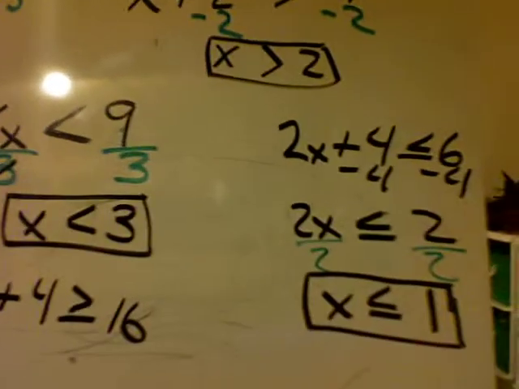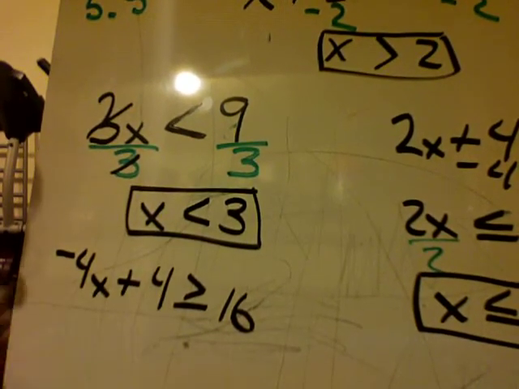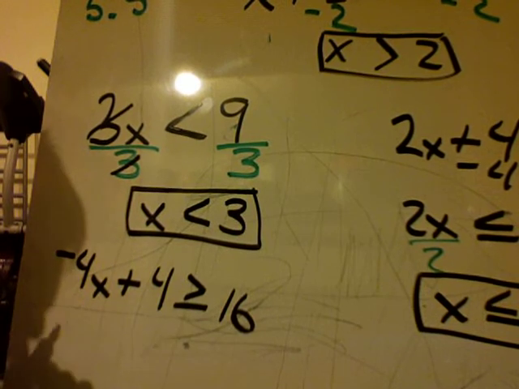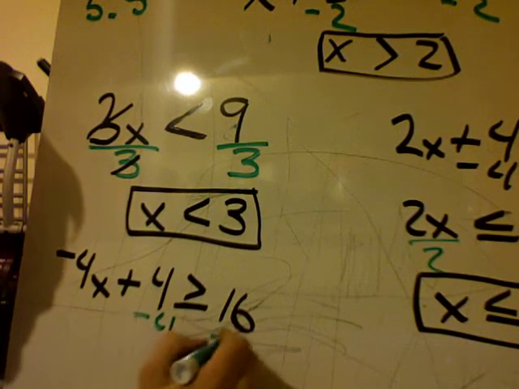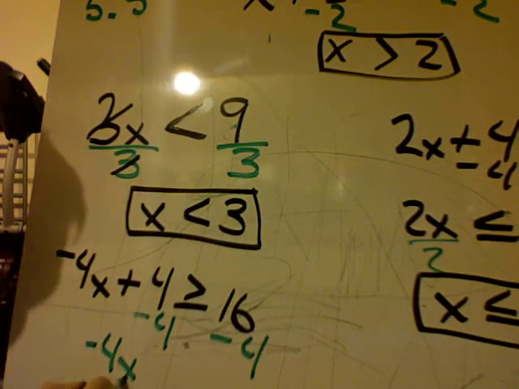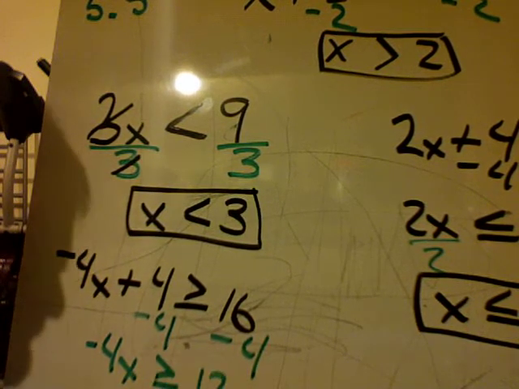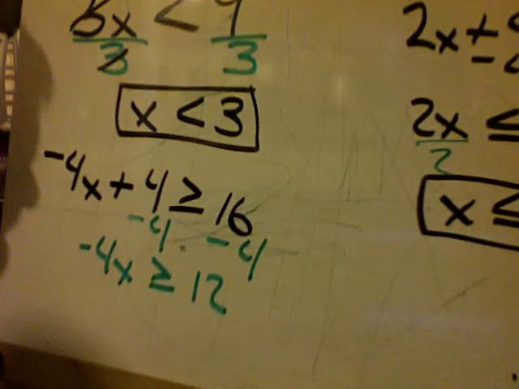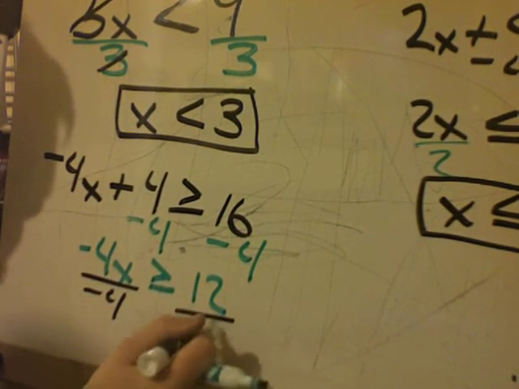Now here's one that's a little bit more complicated. It gets treated the same way. Now this is greater than or equal to. So in this case, subtract 4, just like the last problem. That leaves me with negative 4x is greater than or equal to 12. So now I'm going to divide by negative 4, divide by negative 4.